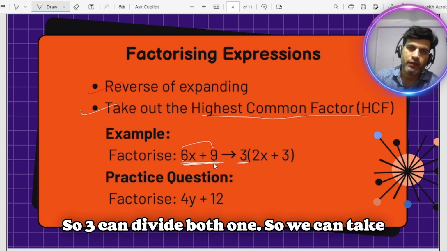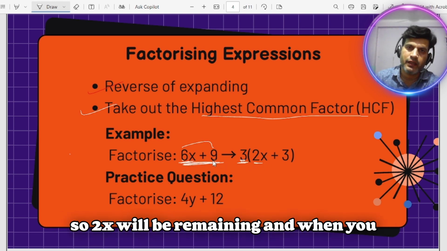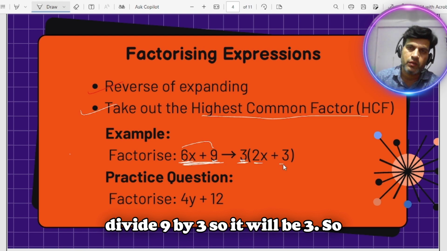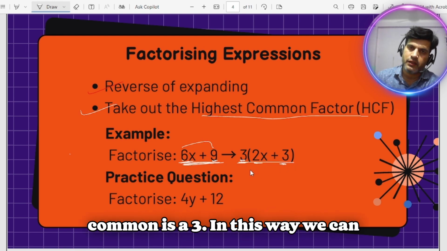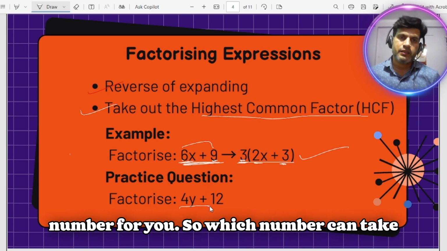So 3 can divide both. So we can take 3 as a common factor, and 3 divides 6x, so 2x will remain. And when you divide 9 by 3, it will be 3. So the common factor is 3. In this way we can take the common factor. And now factorizing this one for you.